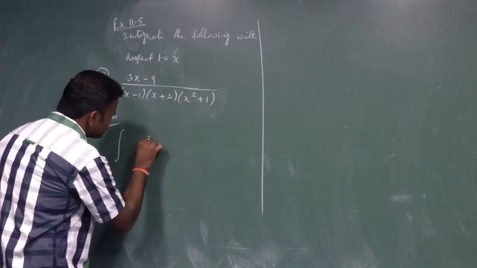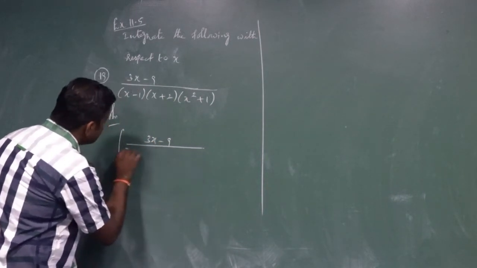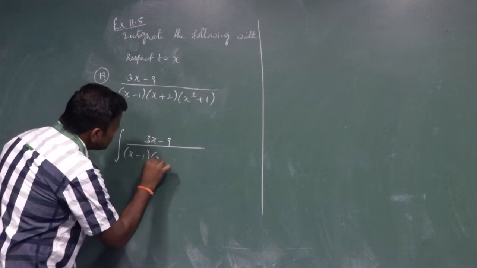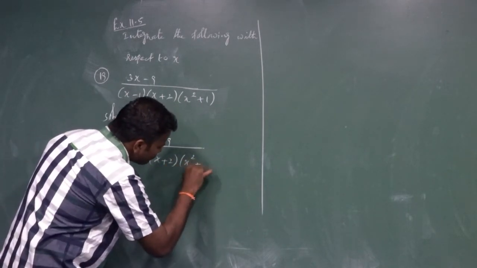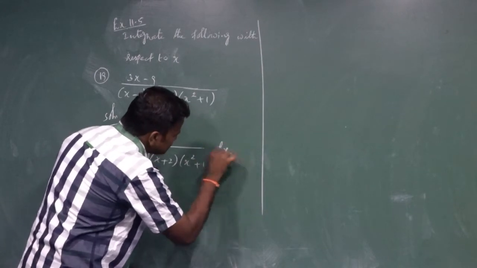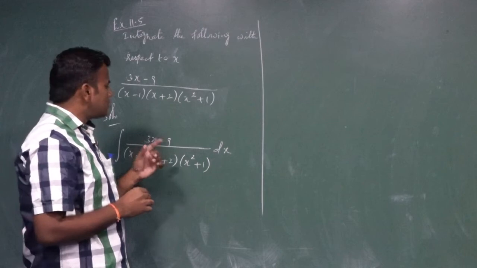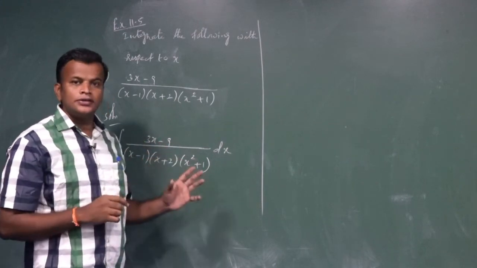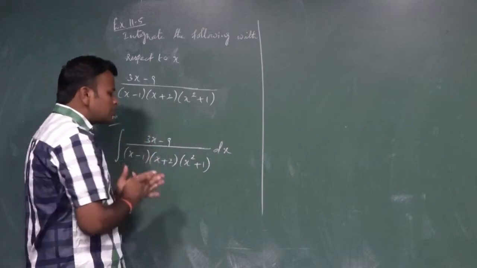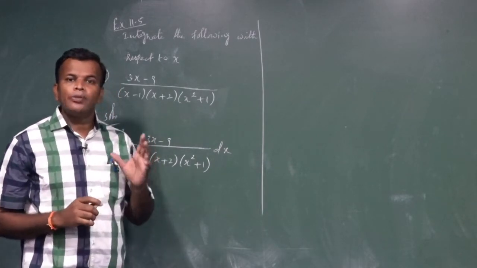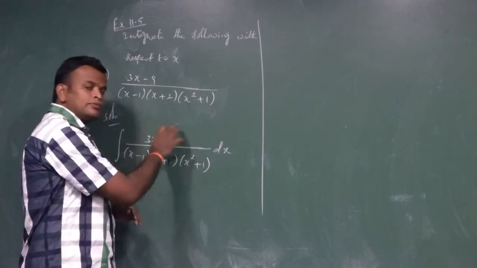Integrating (3x minus 9) whole divided by (x minus 1)(x plus 2)(x square plus 1) dx. Now we integrate the term. You see, the words "using partial fraction" are not given here, so we must understand that we solve this problem using the concept of partial fraction, because directly there is no integration formula for this term.